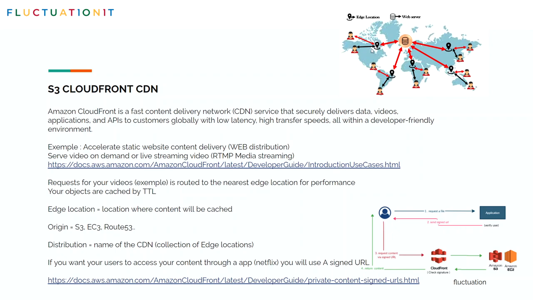So some examples. For example, accelerating static website content delivery. This is amazing for web distribution. It's a static website because it's a website delivered from an S3 bucket. Or serving video on demand or live streaming video, like Netflix for example, with RTMP media streaming. Here you have some introductory use cases where you can see how you can use it in your company.